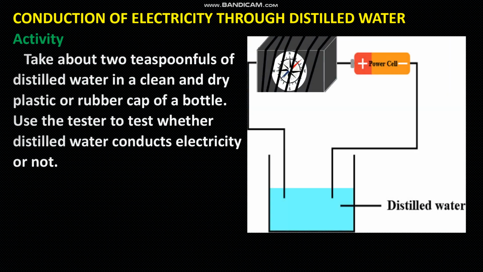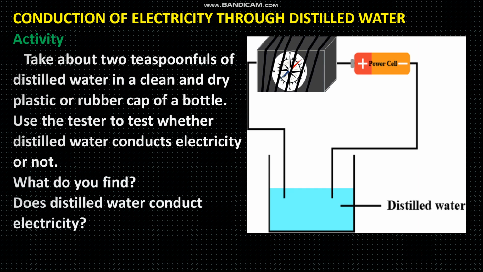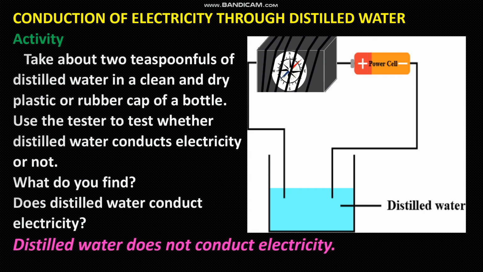We know how to make the tester, as we have already learned, based on the magnetic effect of electric current. So how can we understand whether the distilled water conducts electricity or not? Here, what do you find? Does the magnetic needle deflect? There is no deflection of the magnetic needle. What does it mean? Current is not passing through distilled water. So we can conclude that distilled water does not conduct electricity.